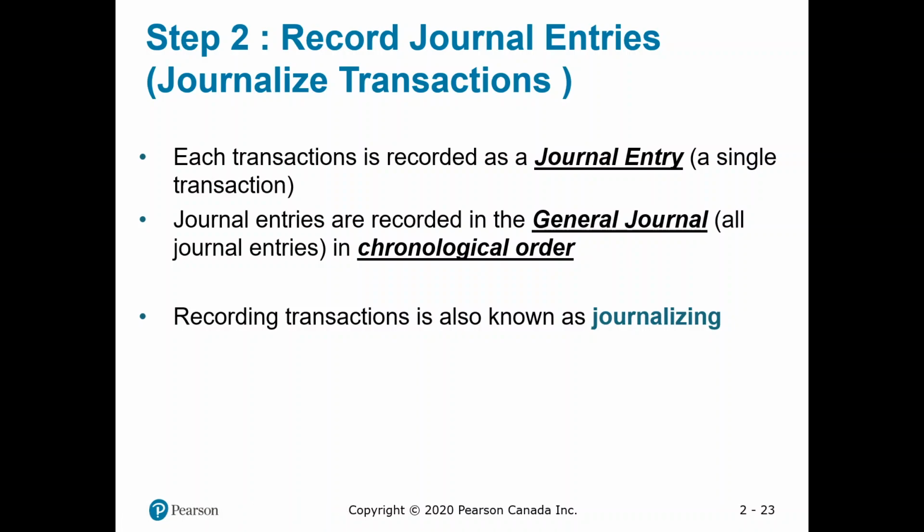So step 2, as it says, recording journal entries, or you may also see it called journalizing a transaction. So it's just getting that transaction into the journal. Two ways of saying the same thing. So every single business transaction that we have is going to be recorded as a journal entry. So this is one single transaction as a journal entry. And all of these journal entries are recorded in the general journal. And this is the summary of all of the entries in chronological, or in date order.